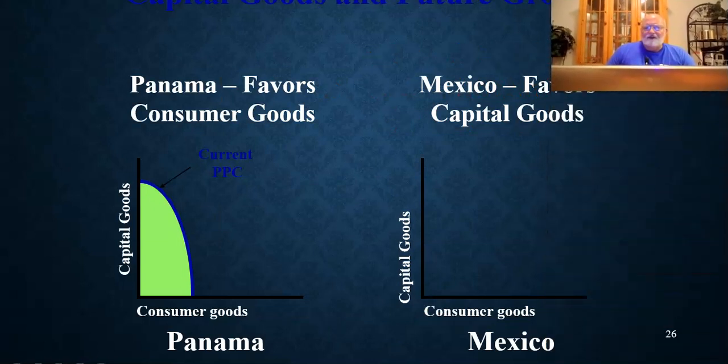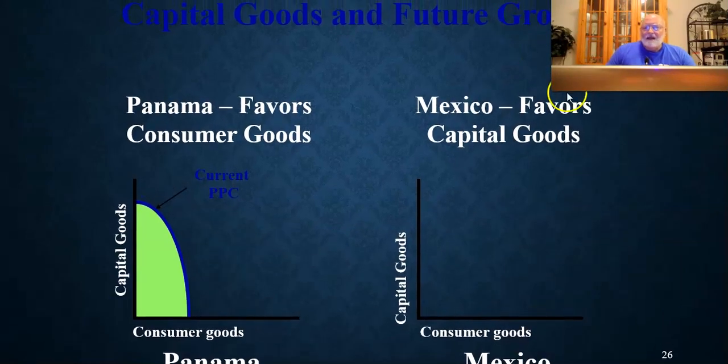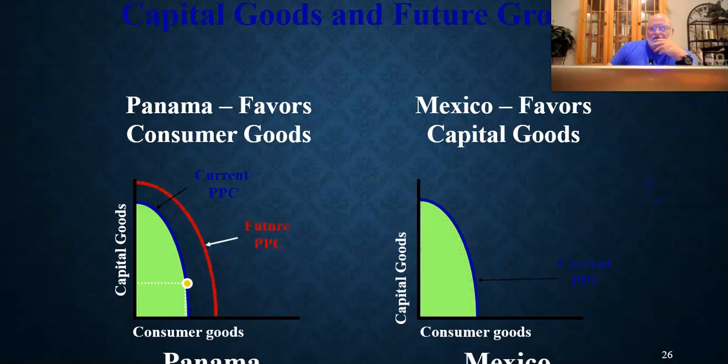What if you have two countries? And the title of this is, and again, you don't have to write these unless you want to. I referred to this the other day. So you got Panama and Mexico. If Panama favors making more consumer goods and Mexico favors making more capital goods, which one will do the best in the future? And hopefully you get that it will be Mexico.